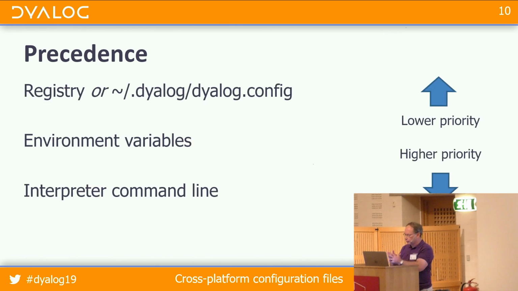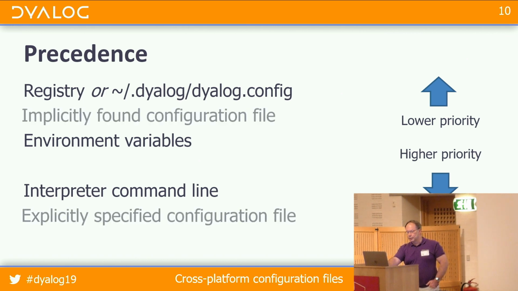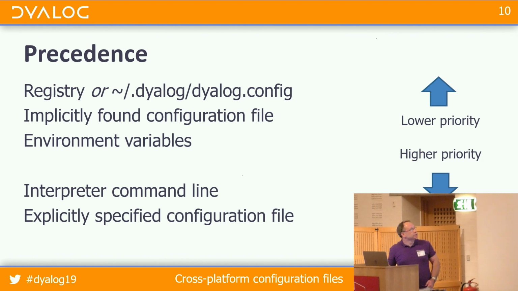At the moment, the interpreter looks at the registry or dialog config, depending on which platform you're on, and it looks at that first, and then it looks at environment variables, and then it looks at the command line. And as that is the order it does the things, that means that the registry has the lowest priority because it could get overwritten by later settings. And so the most likely place to fit in the configuration files would be the implicit ones after the registry, but still overridable by environment variables and the command line. And then if you explicitly specify a configuration file, that will be the highest priority.